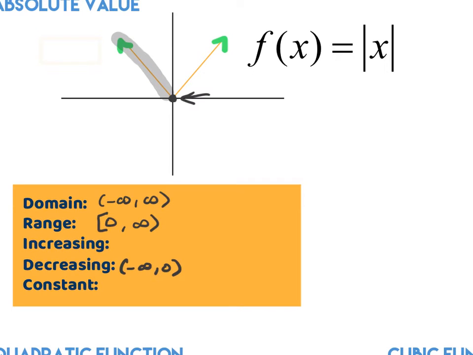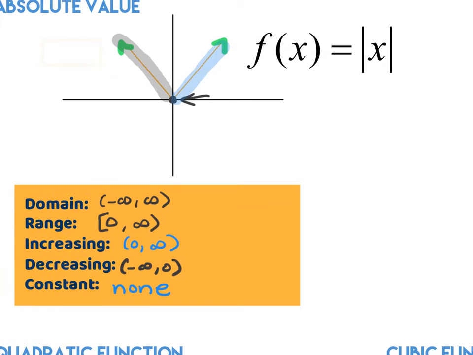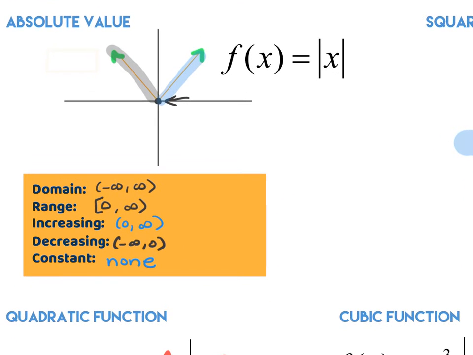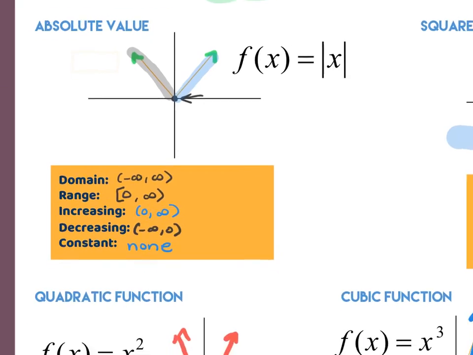Then my direction changes and I start increasing from zero to positive infinity, with no part of this that is constant. Does the zero get a bracket? Nope. Remember, a zero, like a point, can't be increasing and decreasing. It's no movement, right? Okay, so I'm going to write that down.